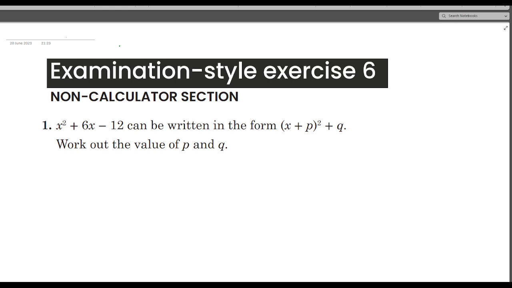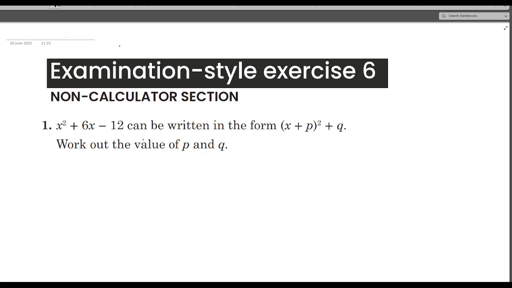Now this is first question. x square plus 6x minus 12 can be written in the form of (x plus p) the whole square plus q. Work out the value of p and q. Okay, and now in review questions we have not found any question of this kind.